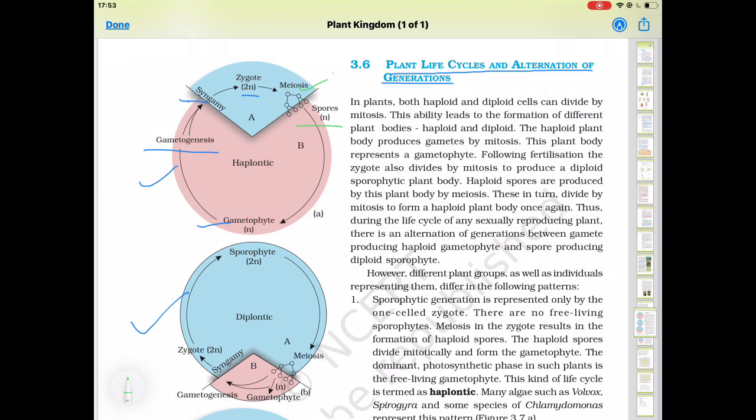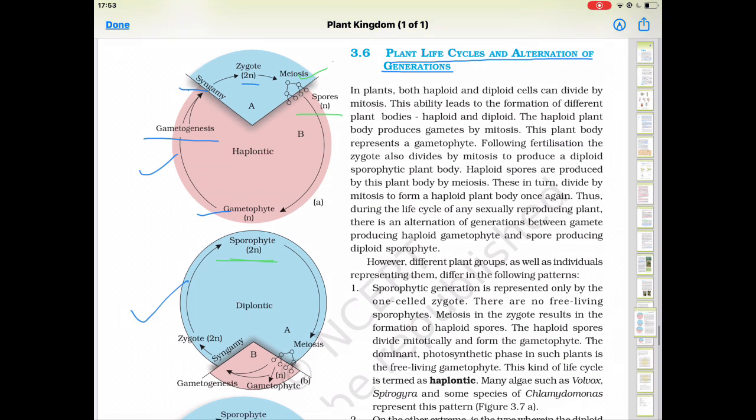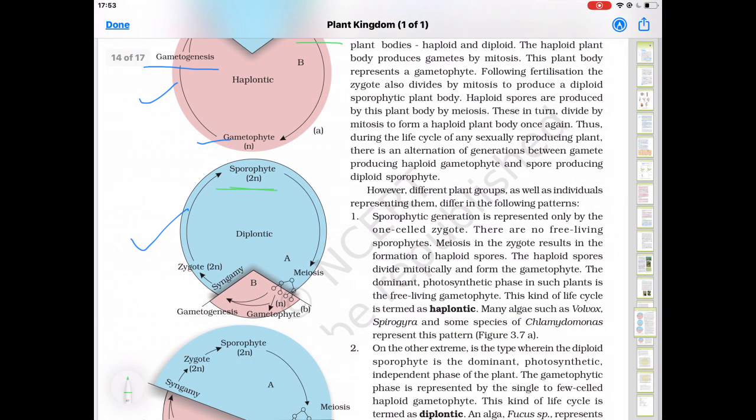Next is diplontic life cycle, that is shown by gymnosperms and angiosperms. Their main plant body is sporophytic, which is 2n. This sporophytic plant body by meiosis produces the gametes. The gametes then grow in size and form a gametophyte. On the gametophyte, gametes are produced, which on fusion form the zygote. The zygote then grows and forms sporophyte.